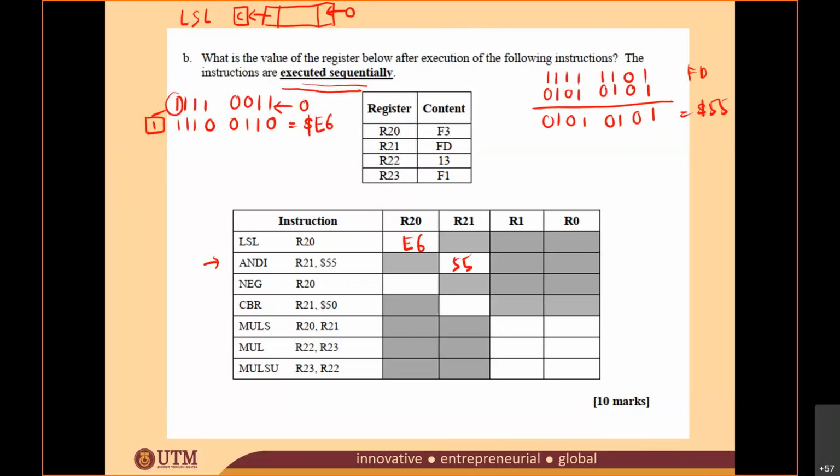Okay, great. Next, we're going to the NEG R20. Okay, NEG R20. So what does this do? NEG, what is a NEG? NEG stands for two's complement. You're going to do a two's complement on the value inside your register R20. The current value of R20 is E6. Okay, yang ni ya. So we take this one here. Current value is E6, then you're going to do a two's complement.